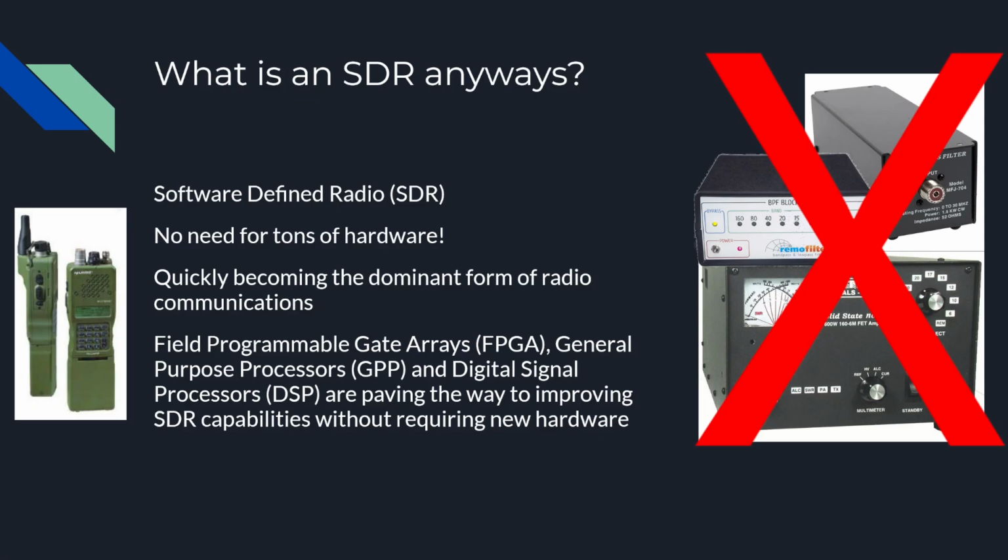With some of the new technology like field programmable gate arrays, general purpose processors, and digital signal processing, a lot of that is making radio a much cheaper solution, and it's much more accessible, especially on the consumer market. So it's quickly becoming the dominant form of radio communications.